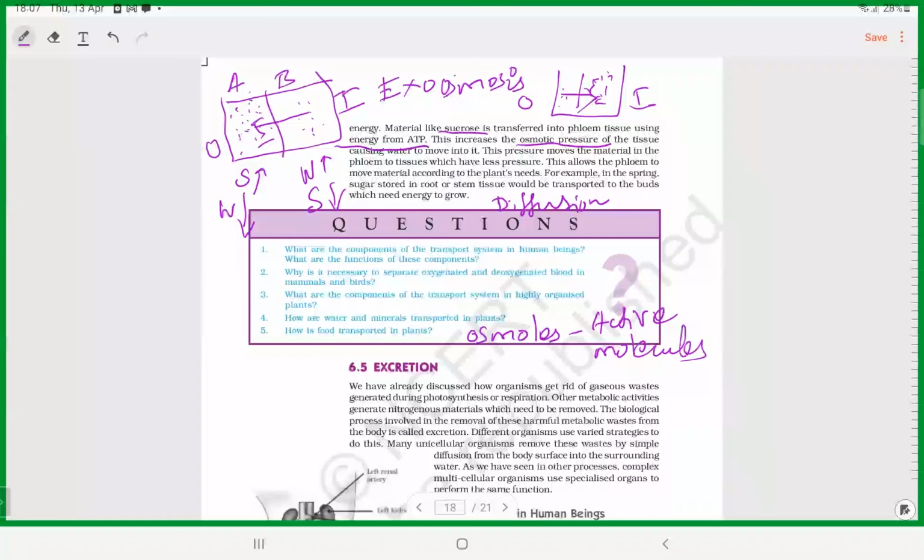When you go to a higher class, you will also study other pathways like the symplast pathway and apoplast pathway. There are different pathways. Now we study xylem and phloem transport, but in higher classes you will study that also. So, transportation in plants. Is it clear? Fine.